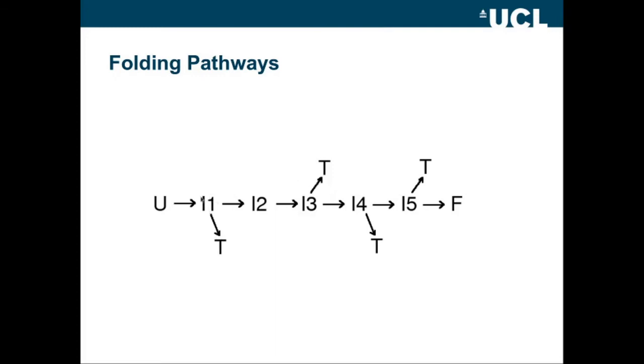And we can also imagine that from any one of these states we can go off this proper folding pathway to some so-called trapped state, some kind of off-pathway intermediate, and we have to go back to the proper intermediate in order to get back on our folding pathway.